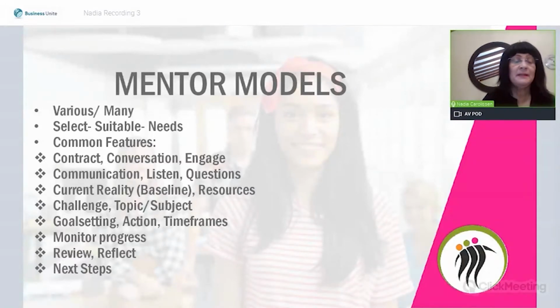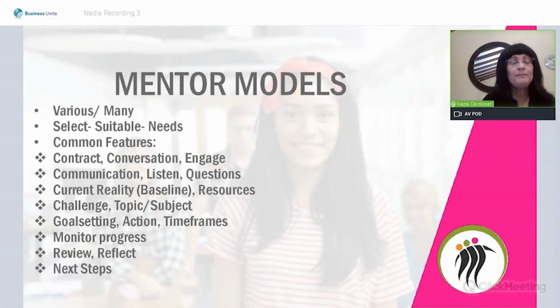Communication, as we've said earlier, is core to mentoring. Questions and how to phrase a question, listening, active listening, because if you don't listen, you will never understand the needs, the challenges of the next person. Because only when you actively listen, you will be able to ask purposeful questions. So that one is very important.